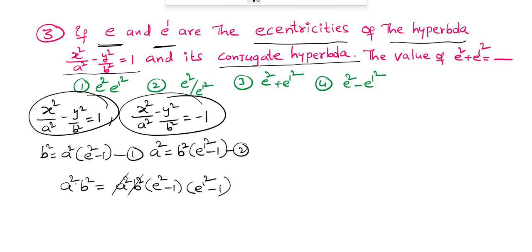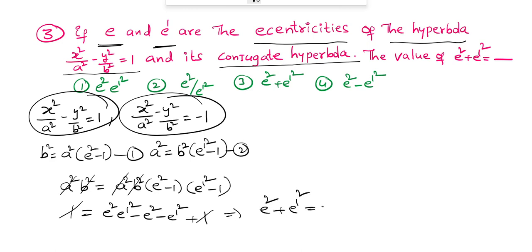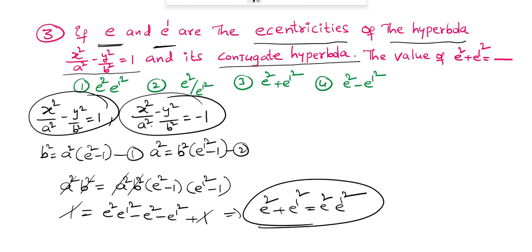Here a²b² cancel. From this, 1 = e²e′² − e² − e′² + 1. On both sides, 1 is cancelled. From this, e² + e′² = e²e′². So for this, the first option is the correct answer.